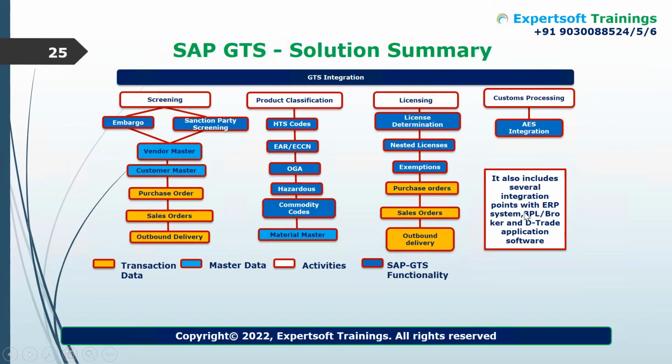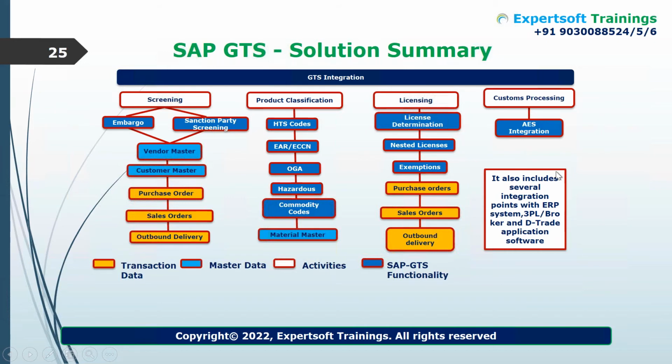So it also includes several integration points with ERP system, 3PL, broker, D-trade application software, right? These are all the integration systems that we can integrate. Now 3PL is nothing but the system which is used for logistics, right? So broker, we can also integrate it. So there can be two types of integration which can happen. One can be a broker integration, and one can be integration directly with the customs in GTS. So both can be possible, right?